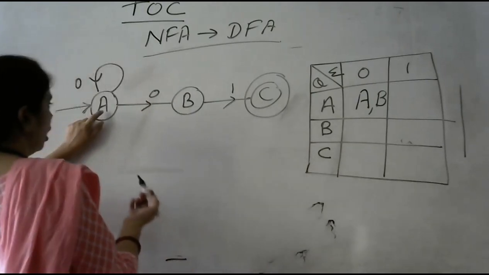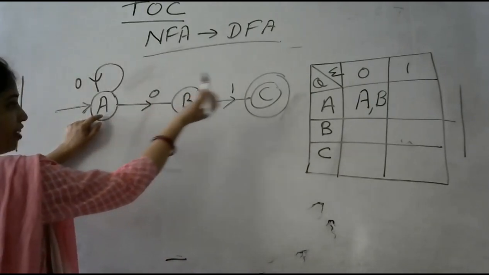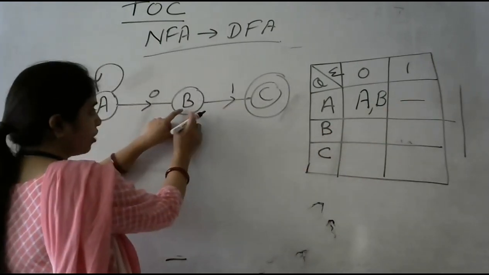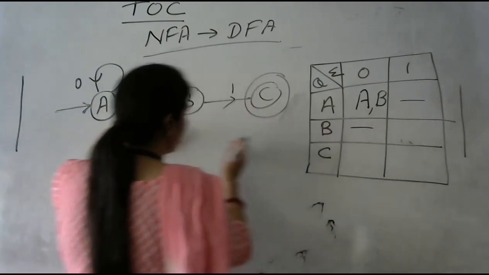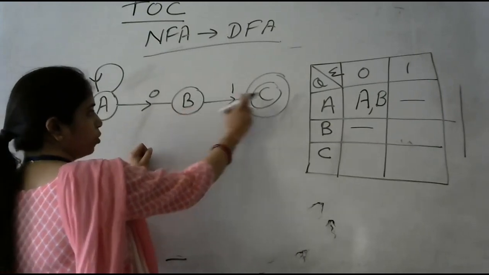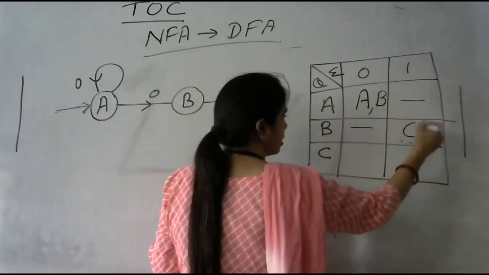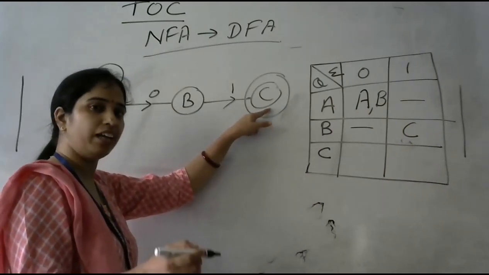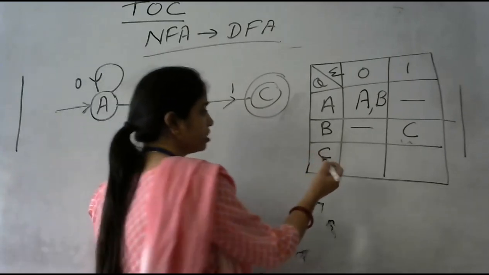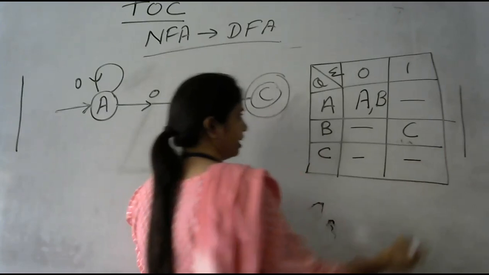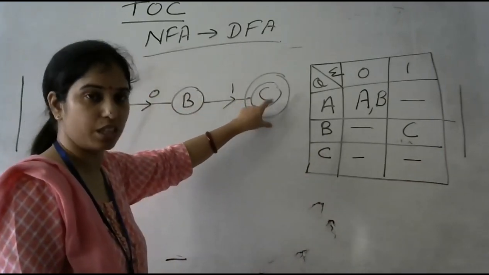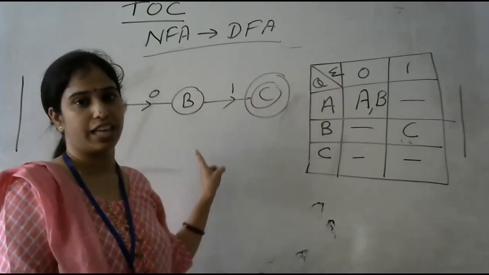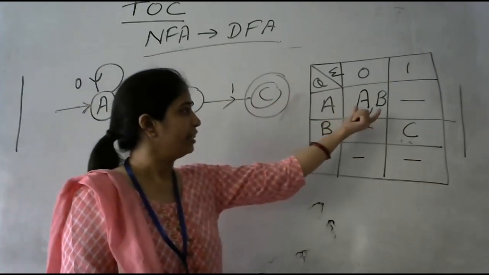Now we are not reading 1 from A, so there is a dash. We are not reading 0 from B, so there is also a dash. We are reading 1 from B and go to C. B से 1 पढ़ के C पे जा रहे हैं. And in this C state, we are not reading either 0 or 1, so here dash and dash. C से हम कुछ नहीं पढ़ रहे हैं, ना 0 ना 1. यहाँ dash आ जाएगा.